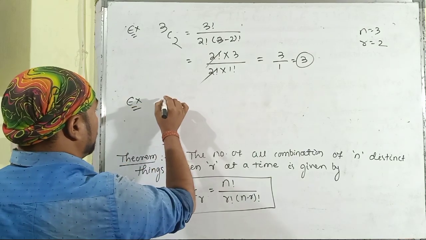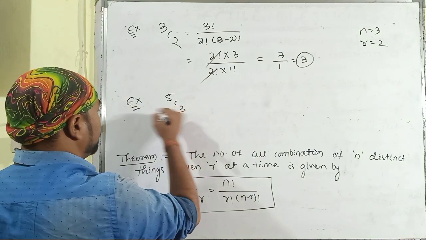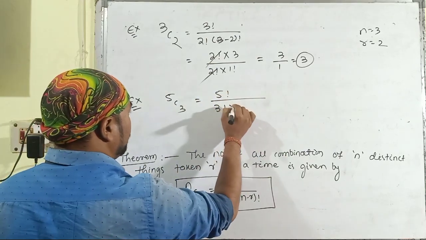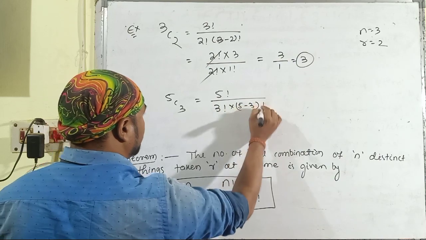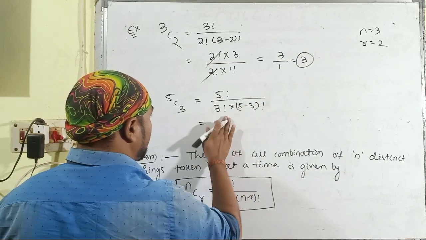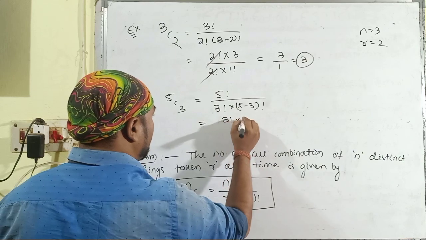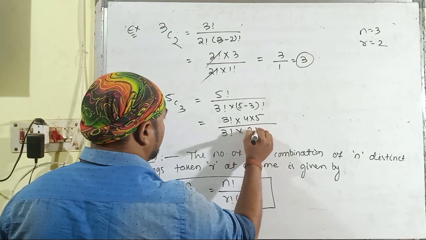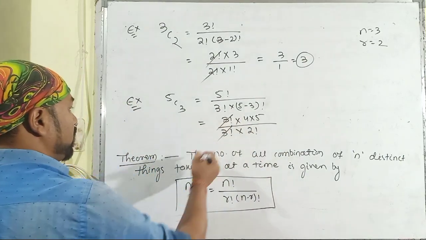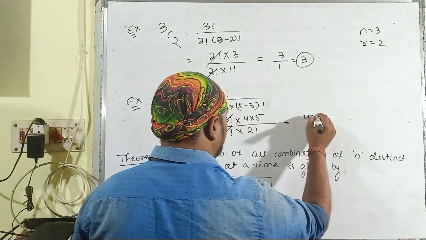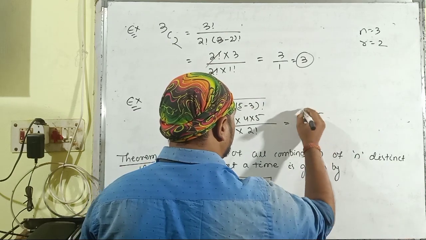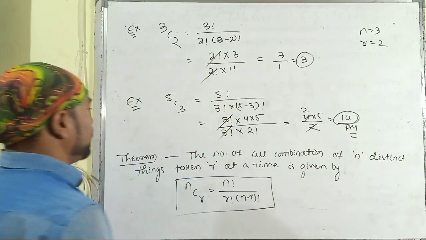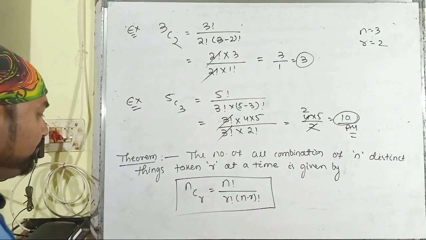Suppose we are going to find out 5C3, then it is 5 factorial divided by 3 factorial multiplied with the factorial of 5 minus 3. Then 5 factorial can be expressed as 3 factorial multiplied with 4 multiplied with 5, divided by 3 factorial multiplied with 2 factorial. Cancelling both of the common parts, it will be 4 into 5 divided by 2, that means it is 10. And here is the answer for this example number 2.